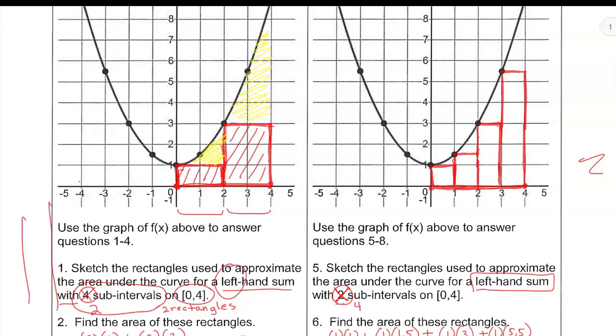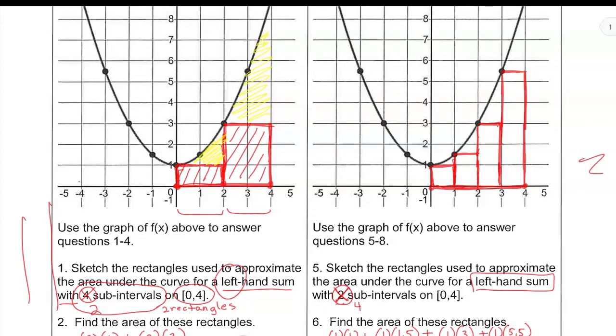Now again, I want to encourage you to think about doing this easier, like set it up so it's easier. Each of these terms has a 1 in it, so the width of the rectangles can be factored out, and then just add the heights together. This will make your work much easier. If you calculate that, you should get 11.